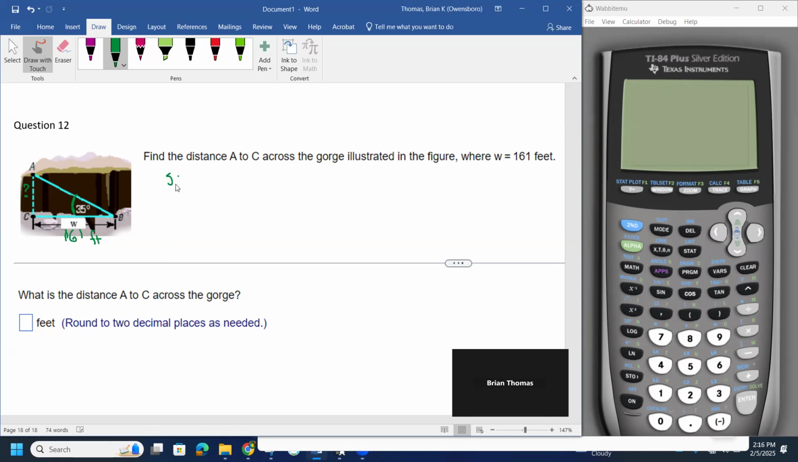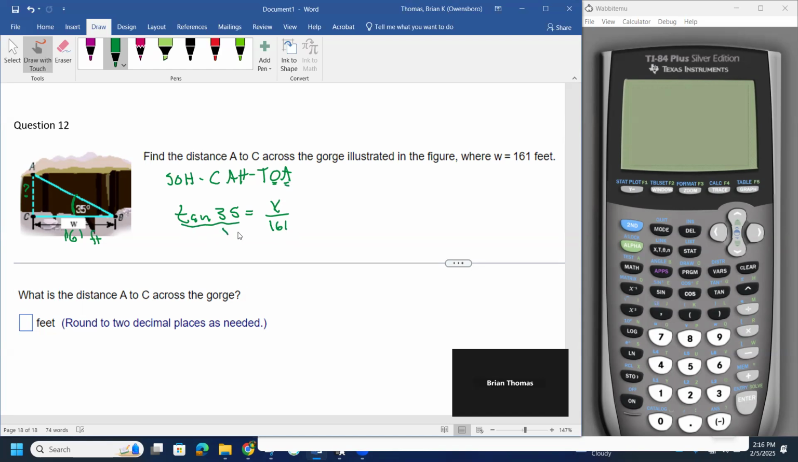So if I throw out my little trig function, SOH CAH TOA, opposite over adjacent is actually the tangent function. So if I want to find from A to C, we can use the tangent function. So we can say the tangent of the 35 degrees. From A to C, we can call that x, if you will. And the adjacent was the 161.